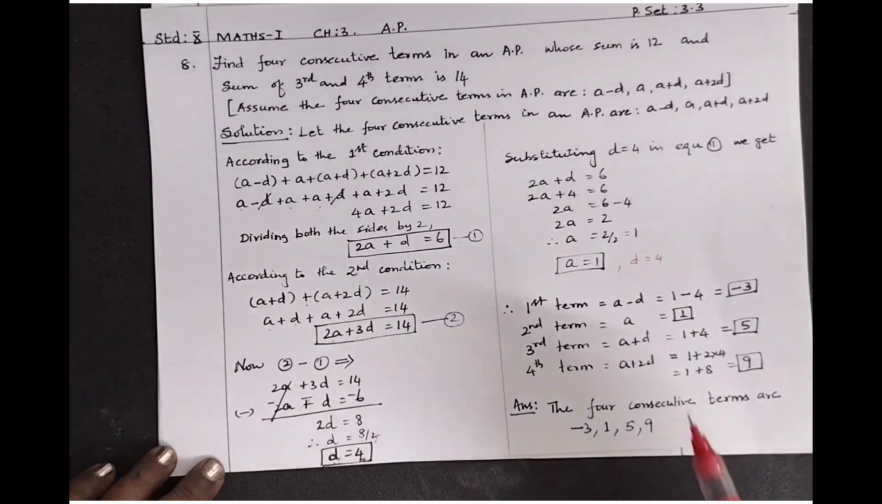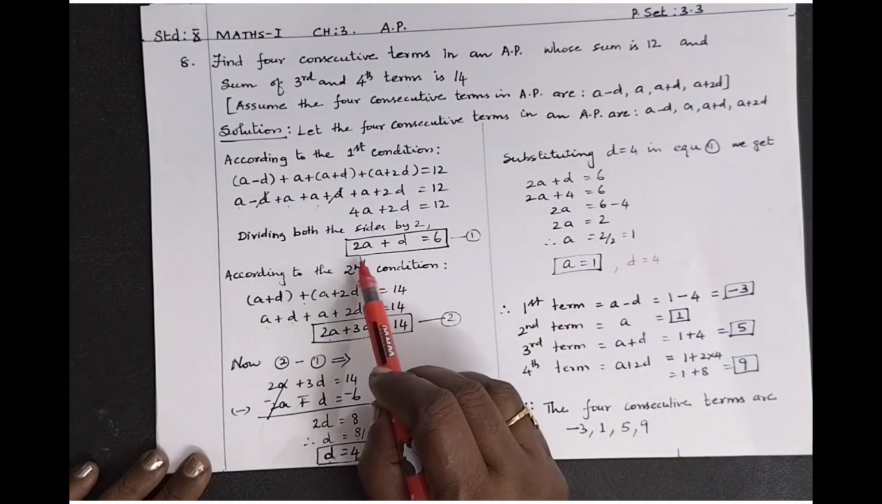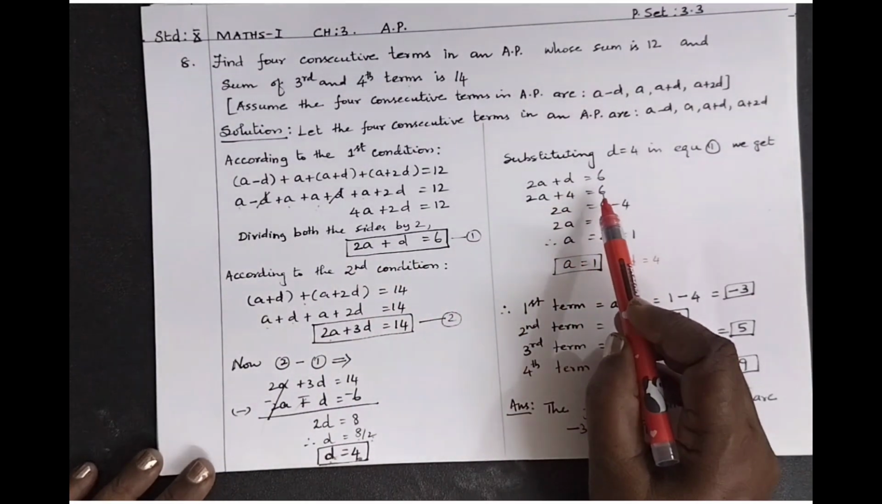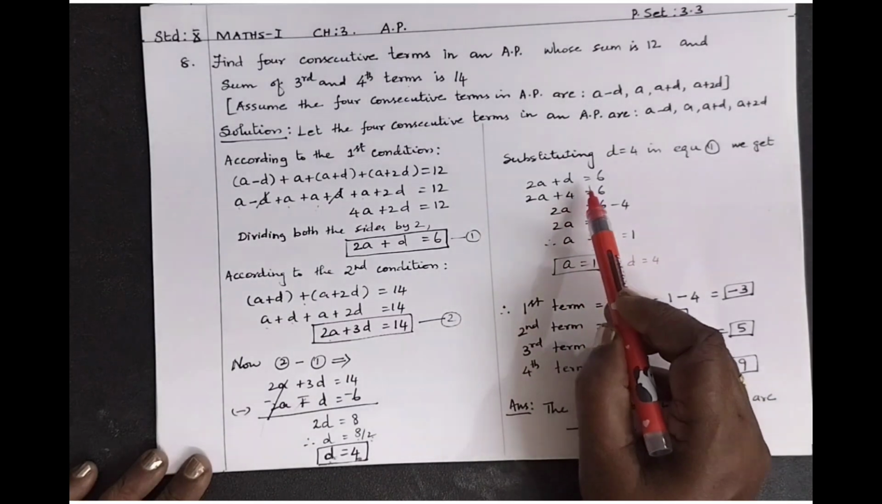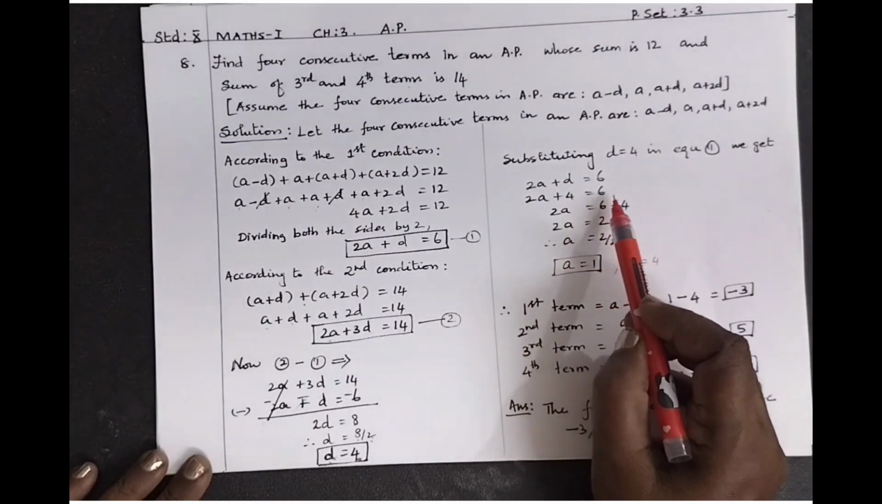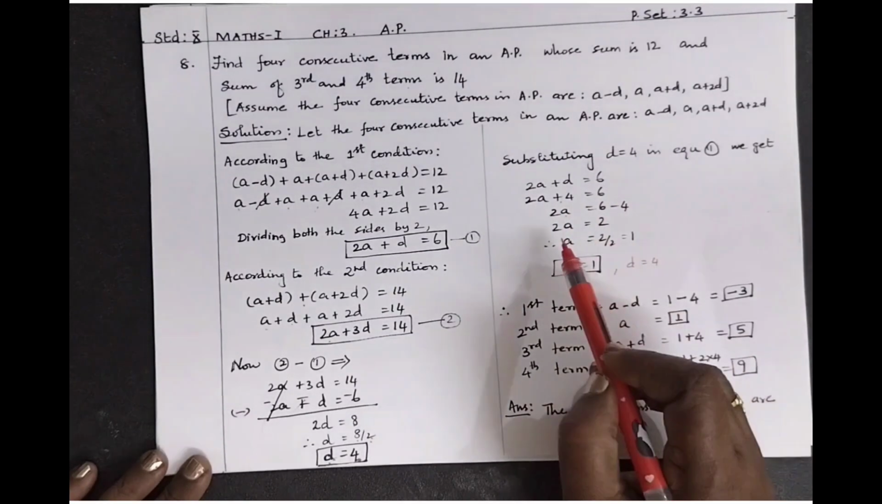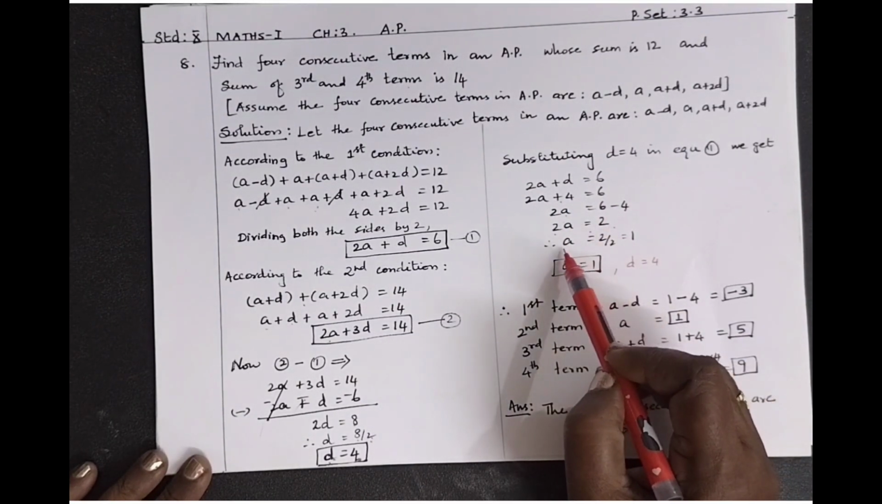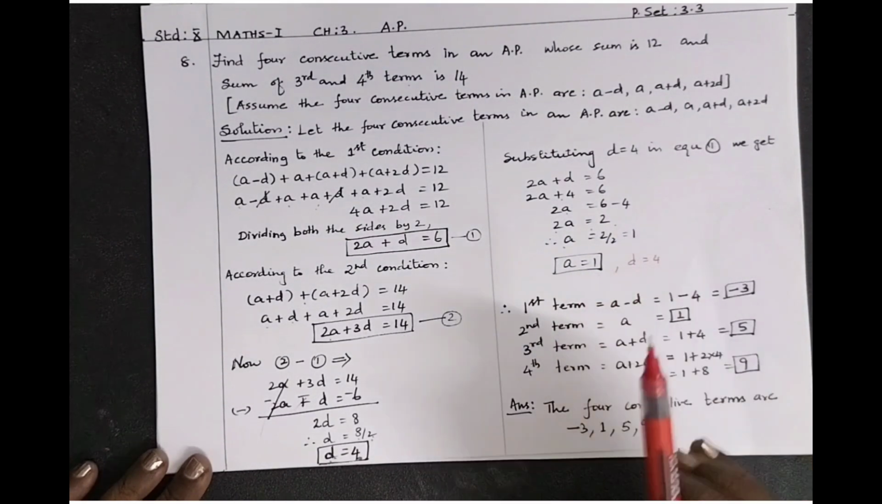4. Now substituting d is 4 in equation 1, we get 2a plus d is equal to 6, so 2a plus 4 is equal to 6. Therefore 2a is equal to 6 minus 4. 2a equal to 2. Therefore a is equal to 2 upon 2, which is 1. So a is 1 and d is 4.